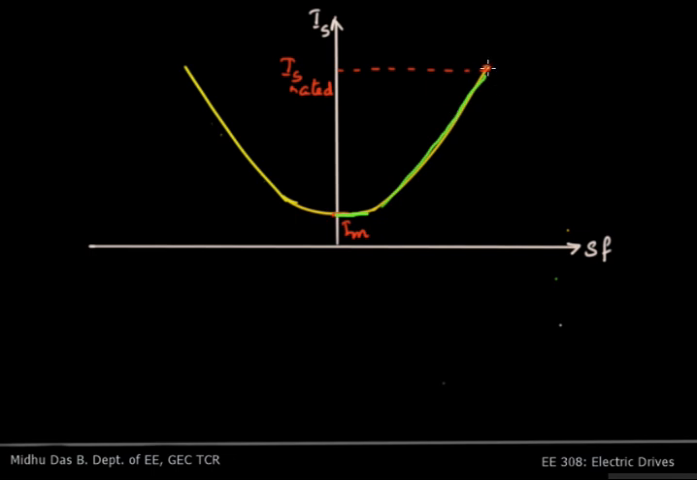And here, when it reaches, what happens? The Is reaches its rated value. When it reaches its rated value, you cannot increase Is beyond its rated value. So for slip frequency greater than these values, Is is maintained constant. So if Is is maintained constant and SF is increased, what happens? Im is proportional to Is by SF. So this term Im will decrease, or this is going to flux weakening mode.